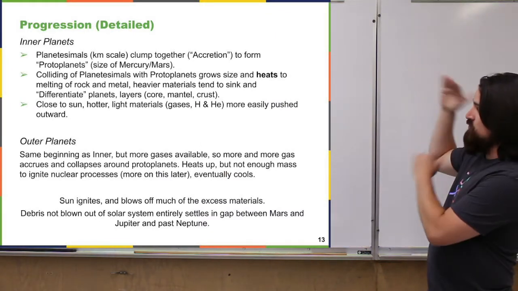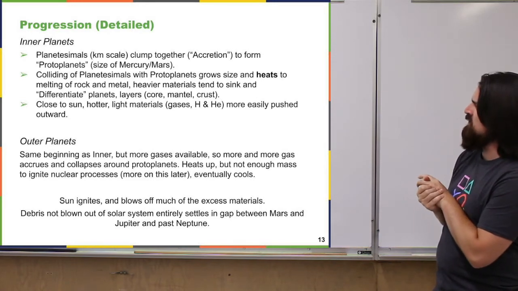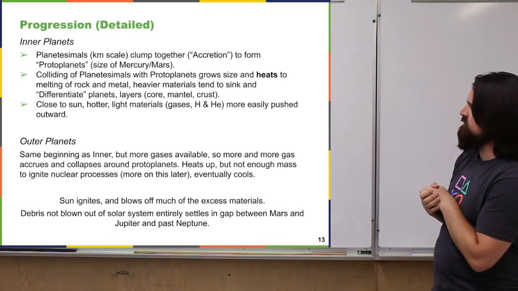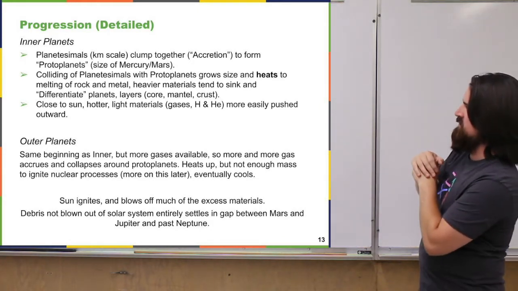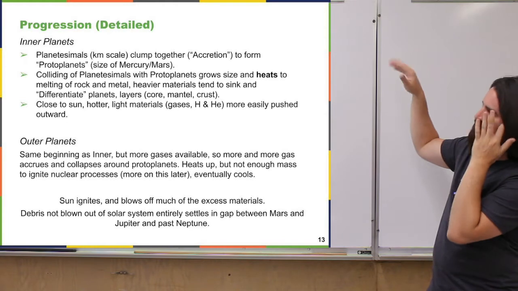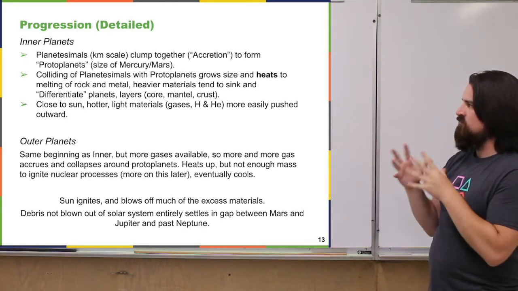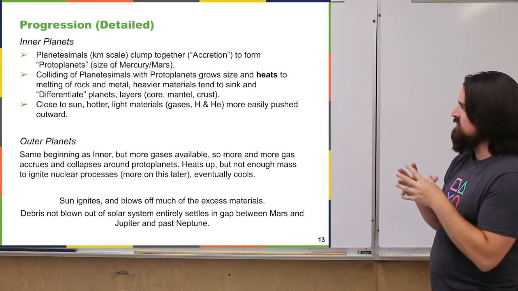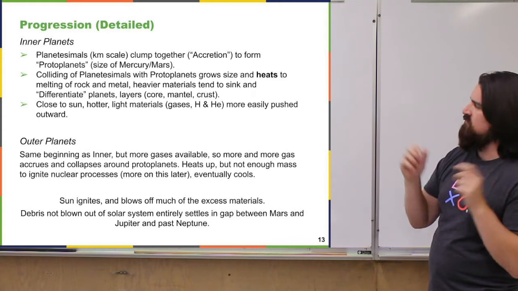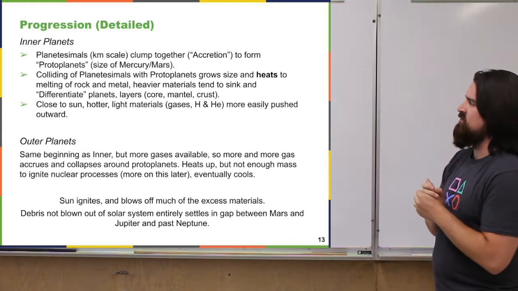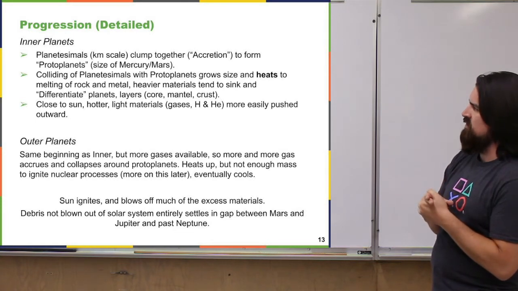So this is mostly what I was saying, but written out, and maybe with some more specific terms. And then also a little bit on why our inner and outer planets ended up being a bit different. Right, so with the inner planets, we got those kilometer-scale, or mile-ish scale, rocky planetesimals that start to clump together. The term for that is accretion. And then they form protoplanets, like the size of Mars, or Mercury as well, similar sizes.